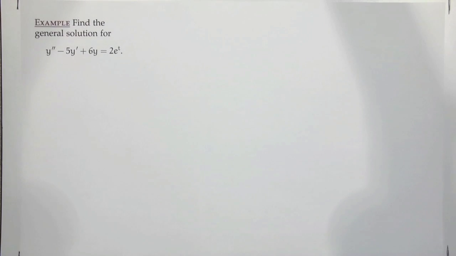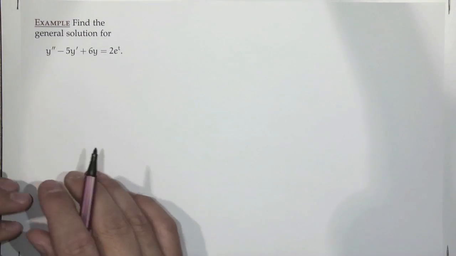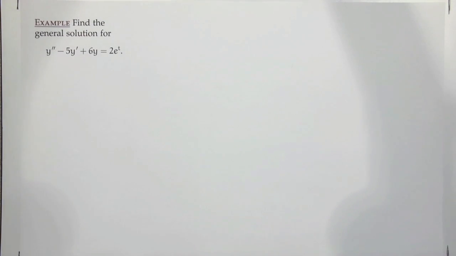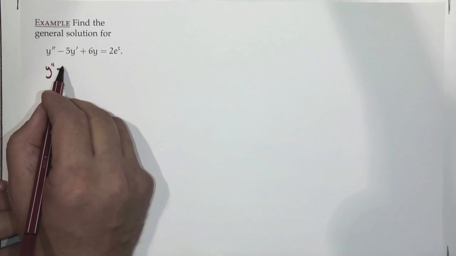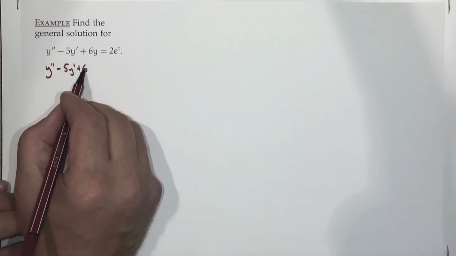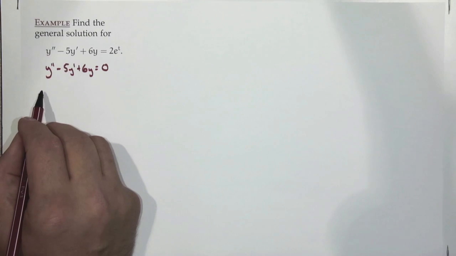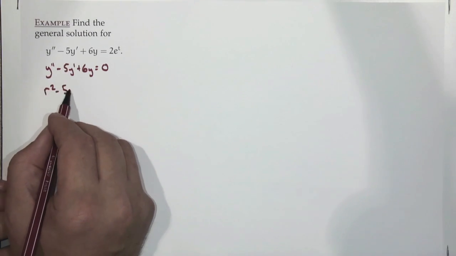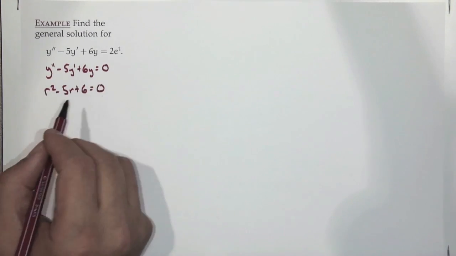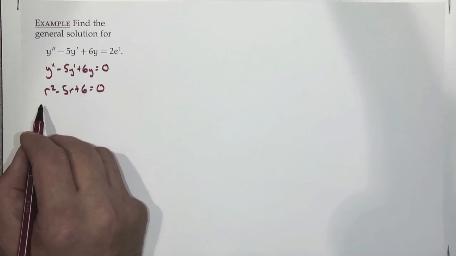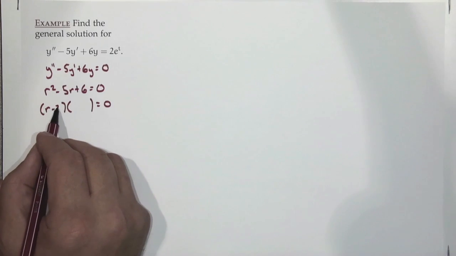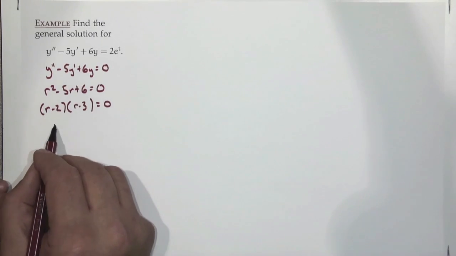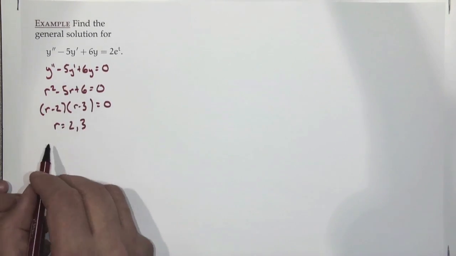Okay, so let's see if we can finish it in about 4 minutes, because that's about how much time we have left. We start with the homogeneous differential equation, and we are going to turn that into an algebra problem. r squared minus 5r plus 6 equals 0. Does this have nice roots? Or another way to say it, does it factor nicely? r minus 2 and r minus 3. So it has great roots, 2 and 3.